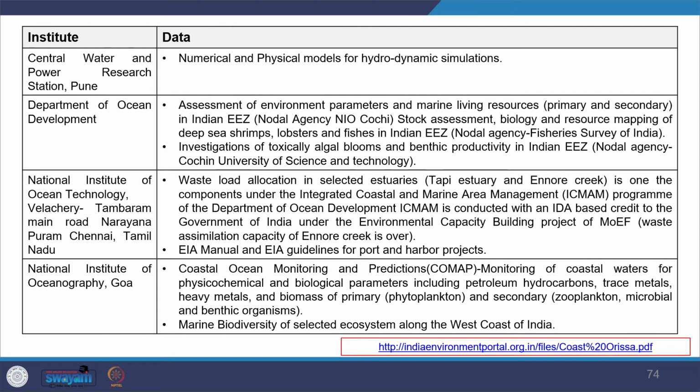They also maintain data. Then you have the Department of Ocean Development, where you can see a range of data which they keep: environmental parameters, living resources, stock assessment, investigations of toxic algal blooms, and the coastal ocean monitoring and prediction system. All these you can use as secondary data which has been constantly monitored. You also have the National Institute of Ocean Technology and the National Institute of Oceanography. All these are available in the Indian scenario, where you can collect data for your further analysis and baseline study.